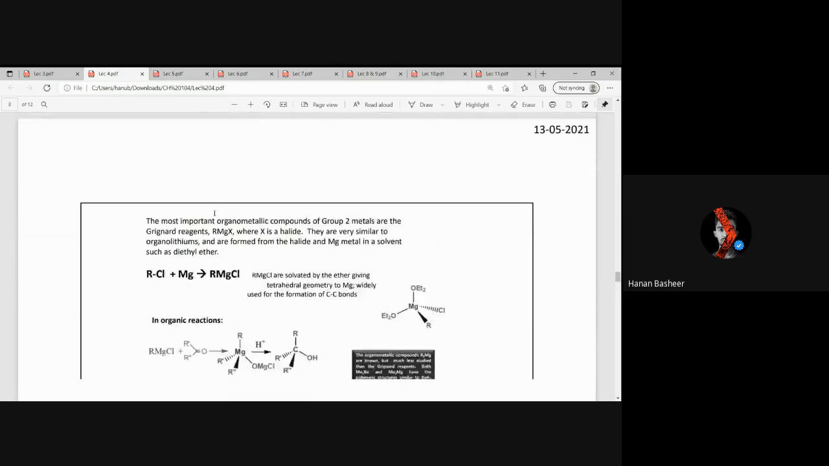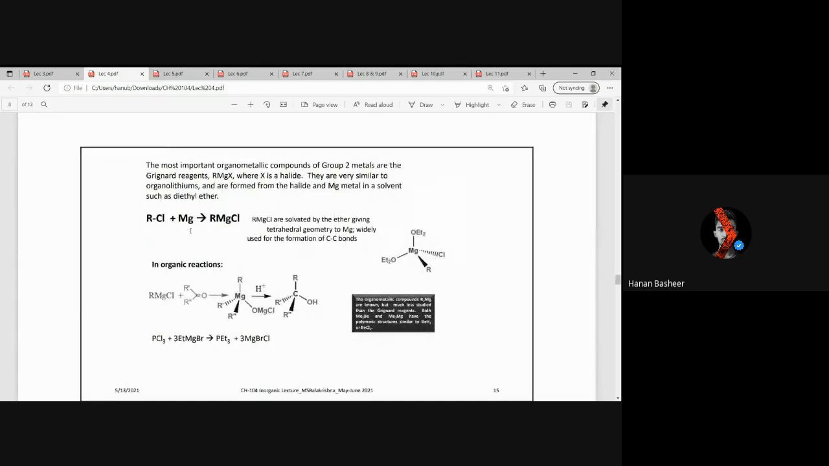Then RCl plus Mg gives RMgCl, which is our Grignard. And when it is solvated by ether, because if there is any water molecule present, then it will give an explosive reaction because it is a very highly reactive compound. And we have to keep it in the presence of very non-reactive ether.